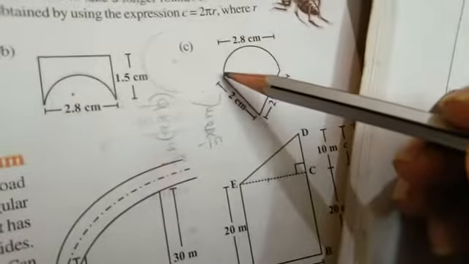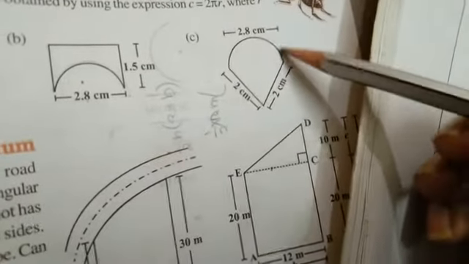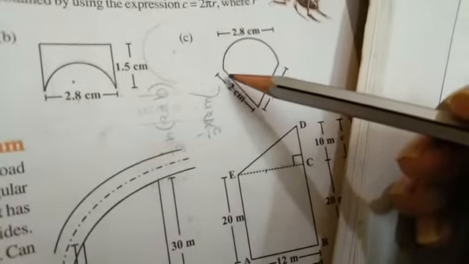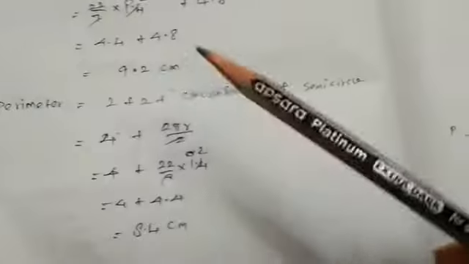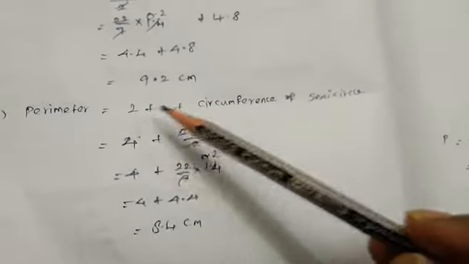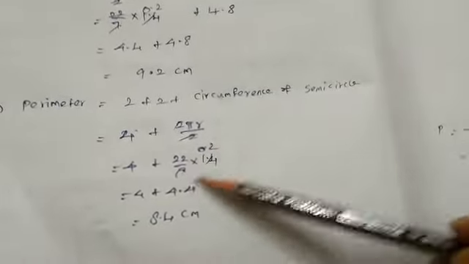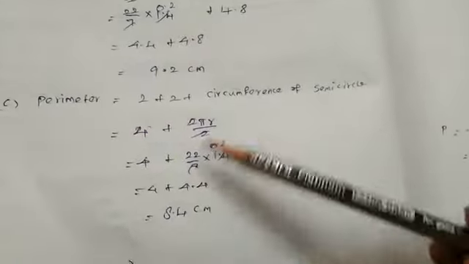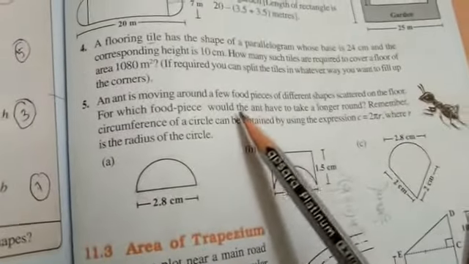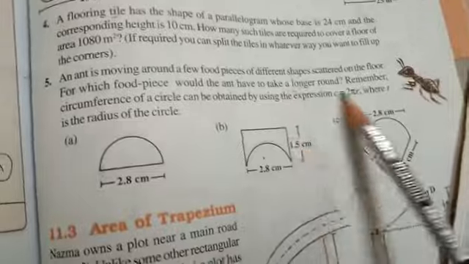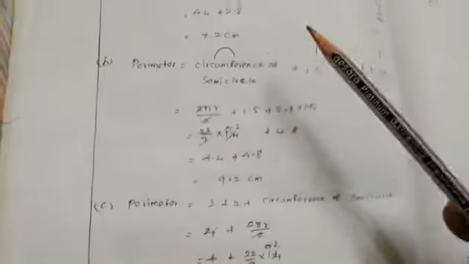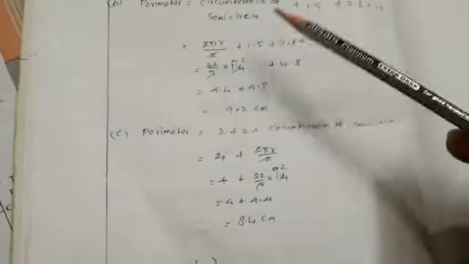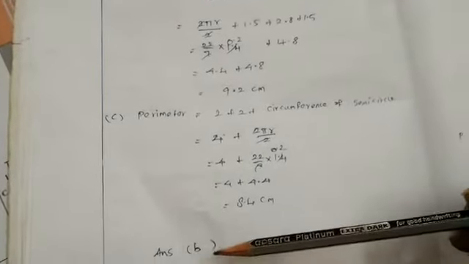You can start here. So once again the circumference of a semicircle. So 2 plus 2 is 4. Already we have this answer, 4.4. We have the same radius. So 4 plus 4.4 is 8.4 centimeter. Now the question is, for which foot piece would the ant have to take a longer round? Longer round means which one has a bigger perimeter? So from this, B has the bigger perimeter. So the answer is B. 9.2, 7.2, 8.4. Out of these, the second one is the bigger one.